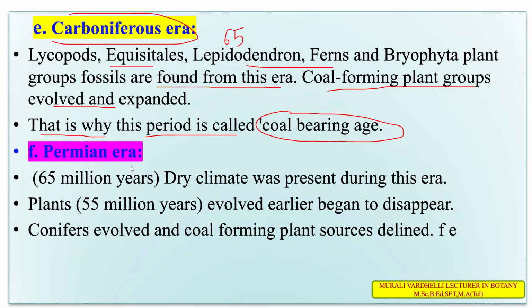The sixth one is the Permian era. This Permian era is 55 million years. In this 55 million years, mostly a dry climate was present during this era. So plants that evolved earlier began to disappear. Conifers evolved and coal forming plant groups declined. That is the Permian era. Carboniferous is the coal bearing era, and the Permian era is the dry climate era.